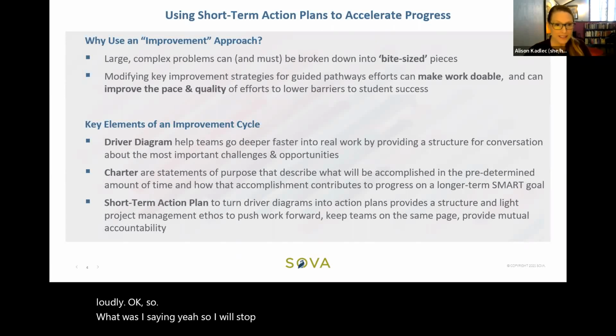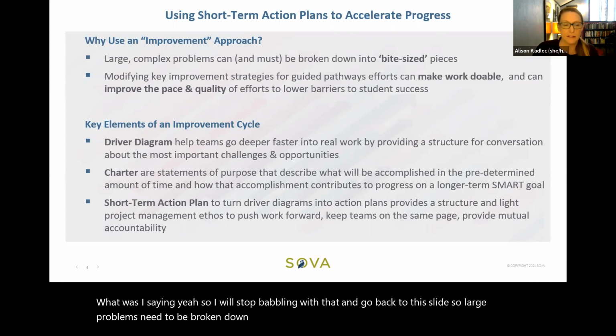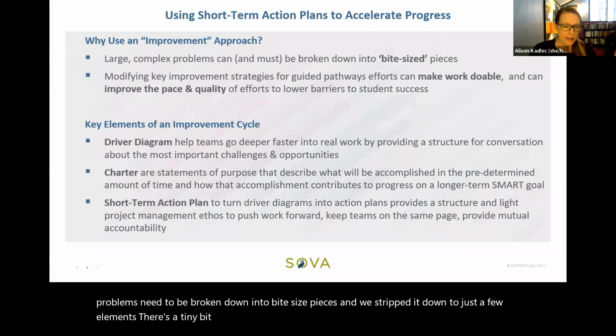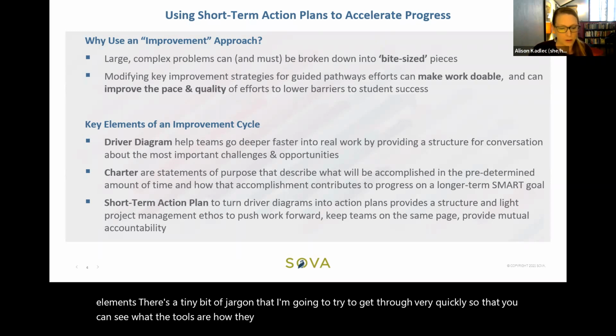Going with that and go back to this slide. So large problems need to be broken down into bite-sized pieces, and we stripped it down to just a few elements. There's a tiny bit of jargon that I'm going to try to get through very quickly so that you can see what the tools are, how they work, and how you can make them your own.